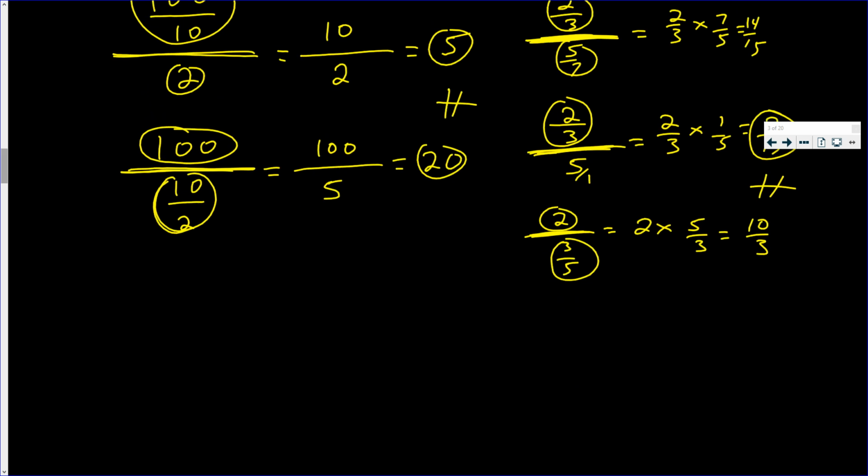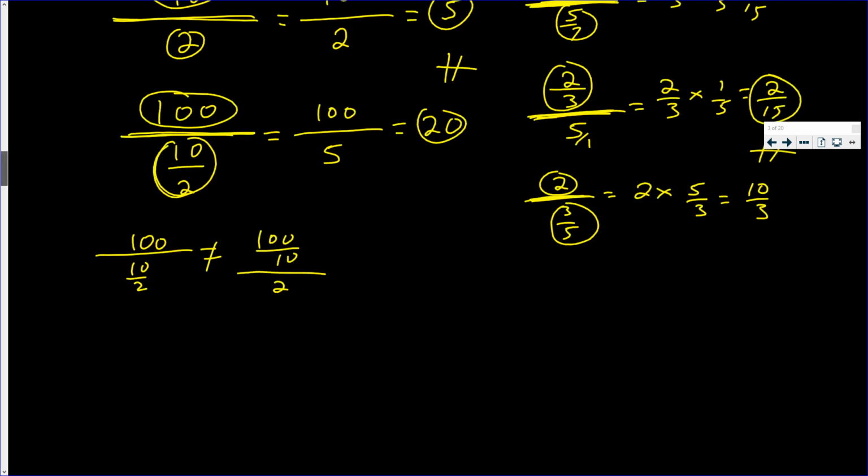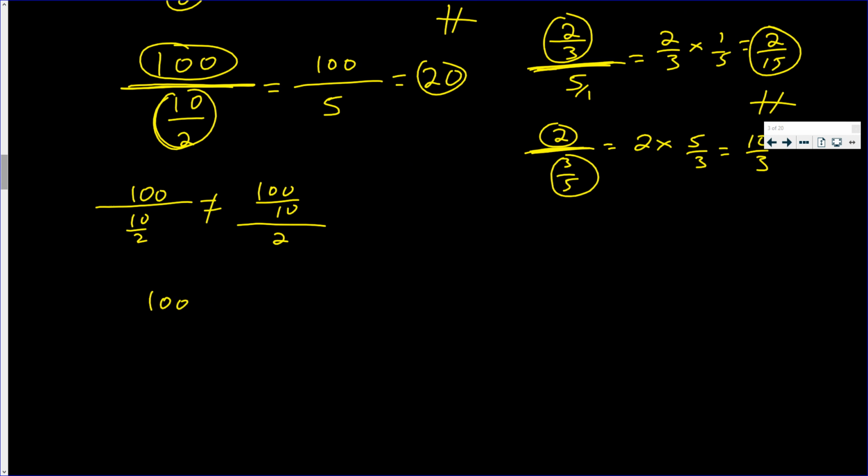So remember, please, that 100 divided by 10 over 2 is not the same as 100 over 10 divided by 2. So if somebody asks you, what is 100 divided by 10 divided by 2, you should tell them I don't know. Because either it can be 20, it can be 5. And I tried my best to make their division lines the same length.